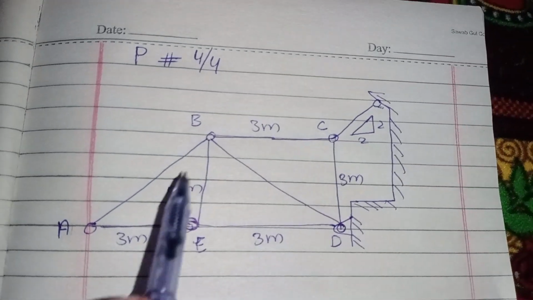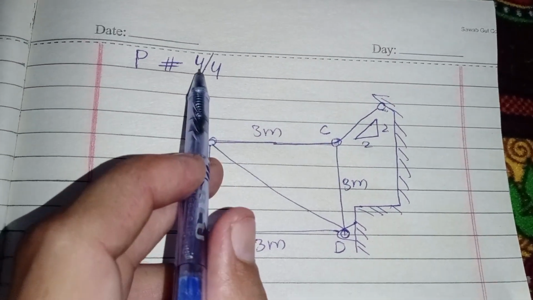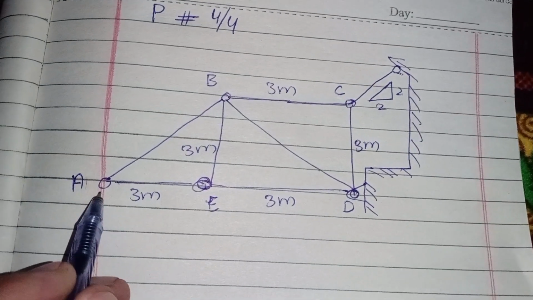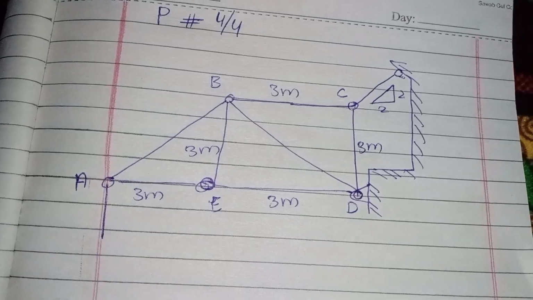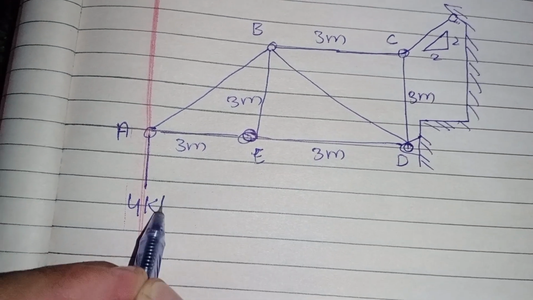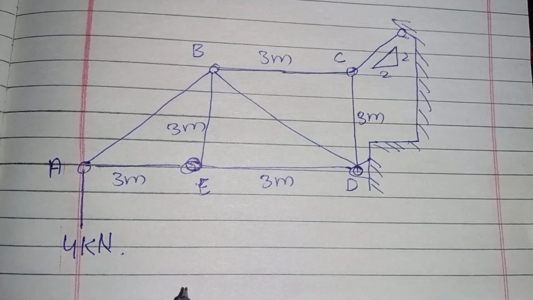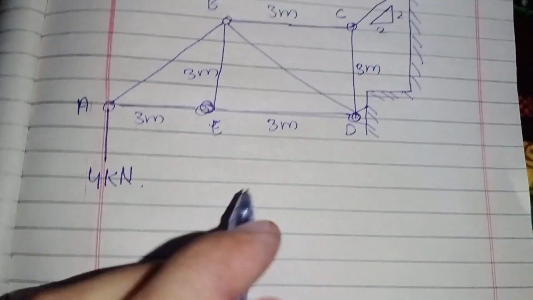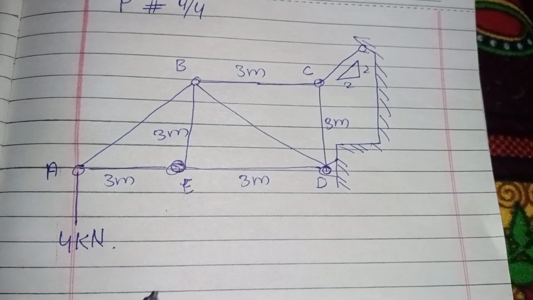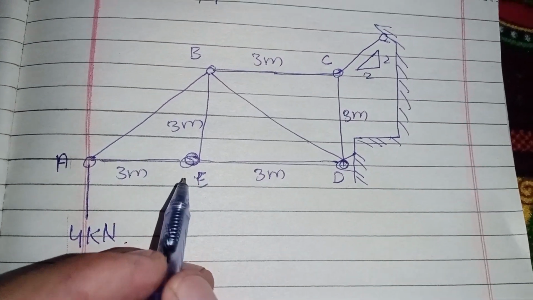Hello dear students, this is problem number 4 of Engineering Mechanics Statics 9th edition, chapter number 4. This is the truss which is loaded at point A, 4 kilonewton. First of all you have to draw the free body diagram, but I have just solved from this step. The next step will be the free body diagram, but I start from this.